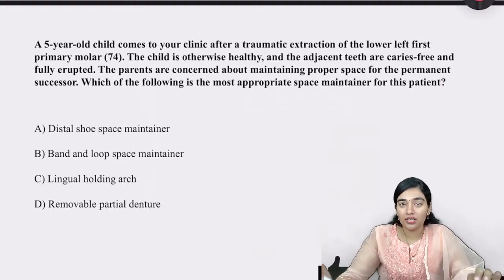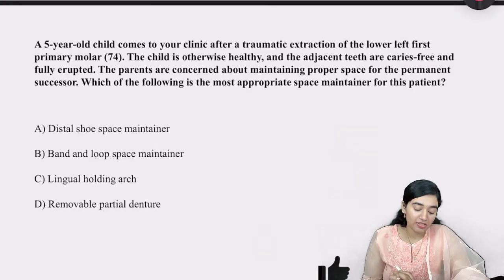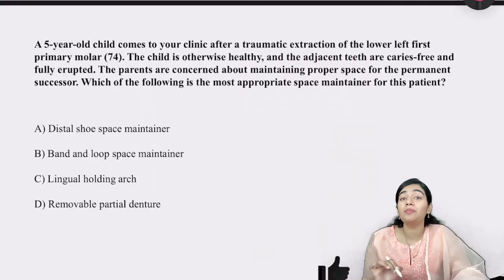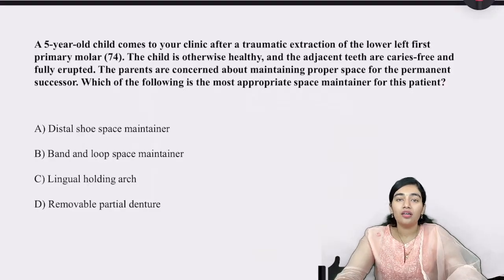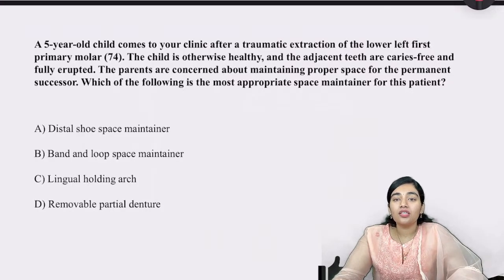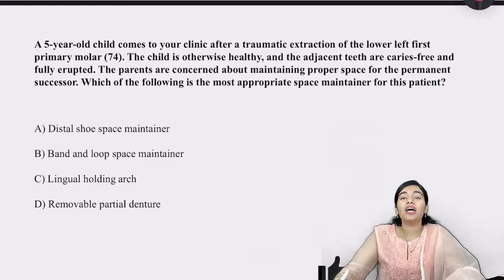Hope you all understood the question. The options given to us are distal shoe space maintainer, band and loop space maintainer, lingual holding arch, and the final option is removable partial denture. So this is the case-based scenario that is given to us now. Let's crack it. Come up with the answers.